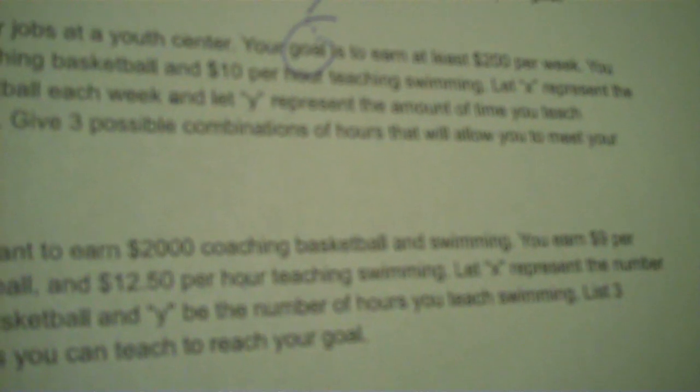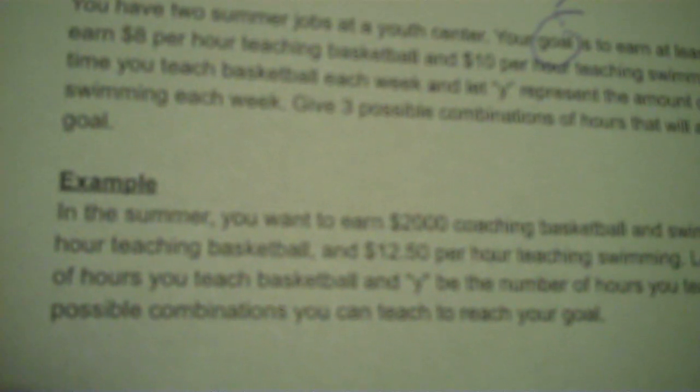Okay, last problem. In the summer, you want to earn $2,000 this time coaching basketball and swimming. You earn $9 per hour teaching basketball and $12 per hour teaching swimming. X represents the number of hours you teach basketball, so basketball, and put hours below it. And then Y is the number of hours you teach swimming, so swimming and hours. You don't need to write a big inequality equation. You're just convoluting the process, okay?